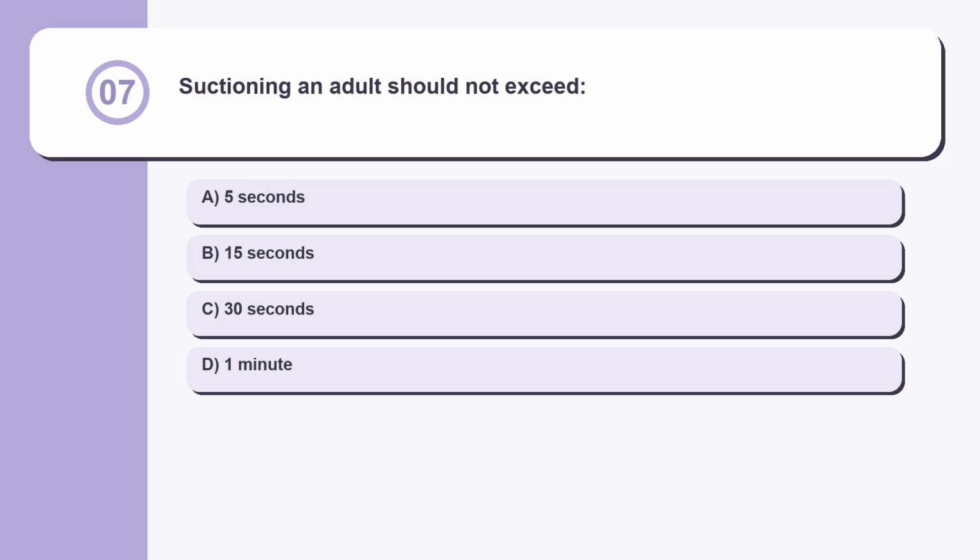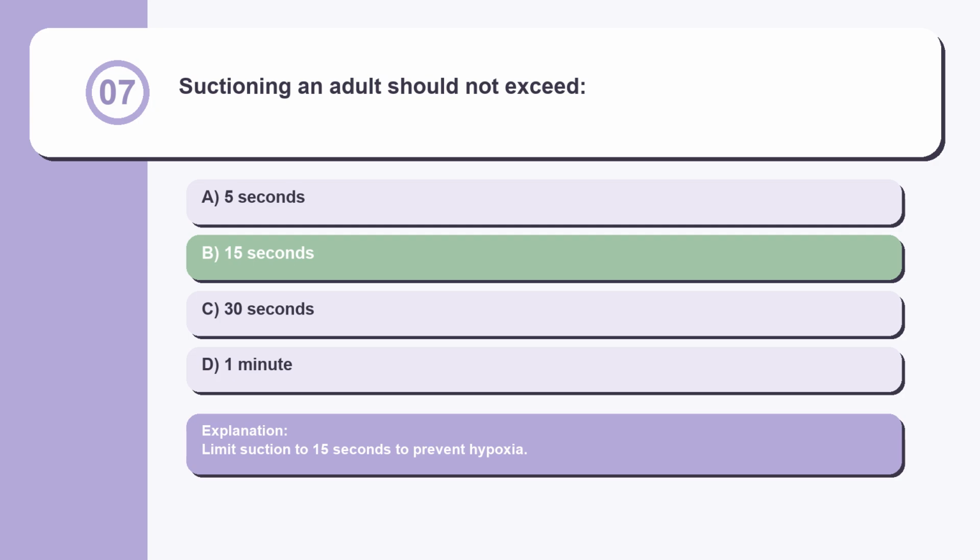Question 7. Suctioning an adult should not exceed 5 seconds, 15 seconds, 30 seconds, 1 minute. Limit suction to 15 seconds to prevent hypoxia.